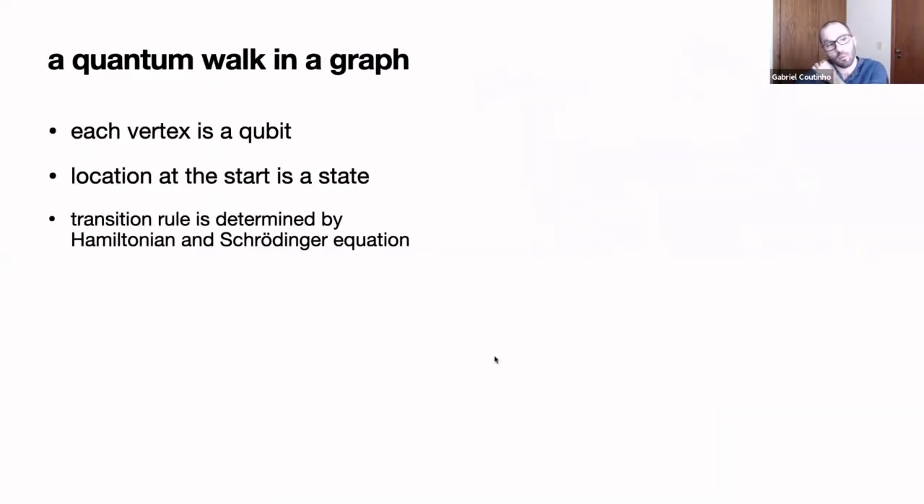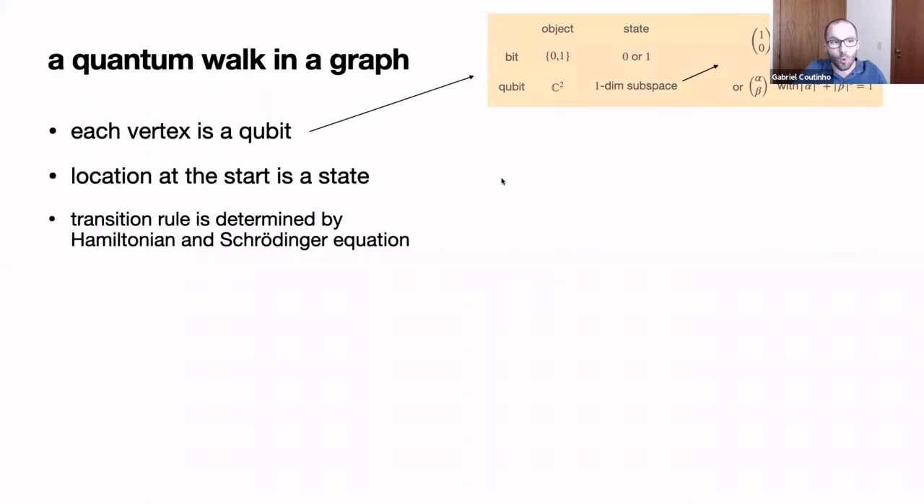Now, for whoever already knows what a quantum walk is, this slide is going to be a bit repetitive, but I suppose some of you might not have seen this or might not remember well. So what is a quantum walk in a graph? Each vertex corresponds to a qubit. A qubit is the quantum unit of information, in a sense.